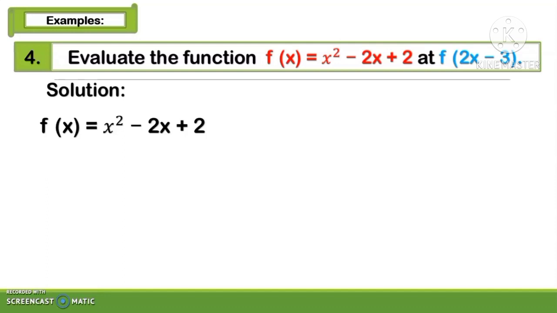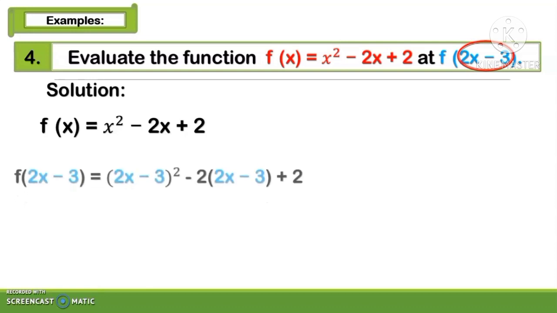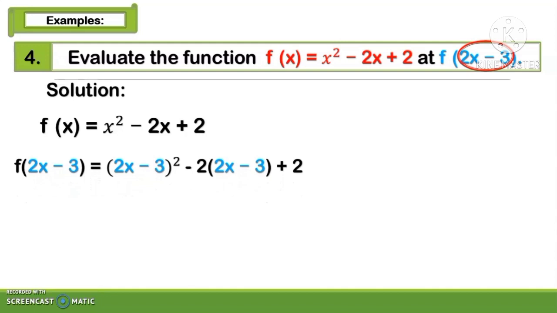Ano ang ating isa-substitute? Iyon ay 2x minus 3. Si 2x minus 3, isa-substitute natin sa lahat ng x natin sa given function. Kung mapapansin nyo, tatlo ang x natin sa given function. So, tatlo ang papalitan natin ng 2x minus 3. And it will look like this. Lahat ng x, pinalitan natin ng 2x minus 3. Ngayon, tapos na tayo sa substitution. Doon naman tayo sa simplifying the function.